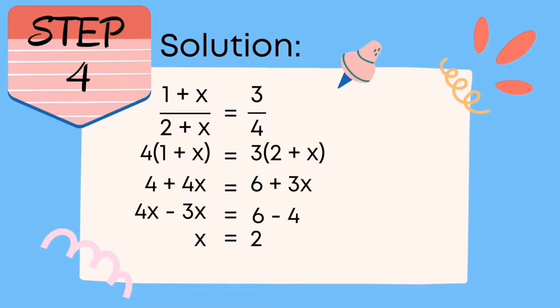So if we multiply 4 by 1, that will be equal to 4, plus 4 times x, it will also be equal to 4x. We also do the same on the right side. We have 3 times the quantity 2 plus x. We have 3 times 2, 6, plus 3 times x, that will be 3x. Now, in order to combine similar terms, we're going to transpose positive 3x to the left side and so with positive 4 to the right side. So 3x becomes negative 3x and 4 becomes negative 4. This time, we have now 4x minus 3x is equal to 6 minus 4.